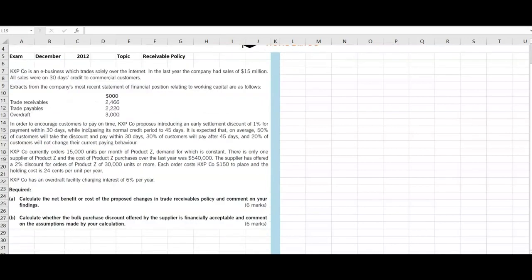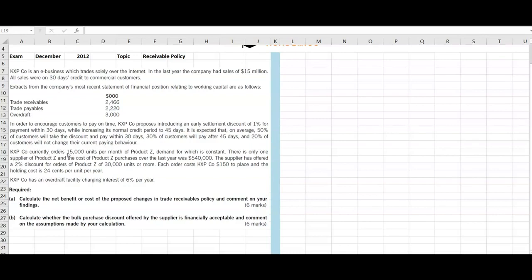In order to encourage customers to pay on time, KXP proposes introducing an early settlement discount of 1% for payment within 30 days, while increasing its normal credit period to 45 days. It is expected that on average 50% of the customers will take the discount and pay within 30 days, 30% of the customers will pay after 45 days, and 20% of the customers will not change their current paying behavior.